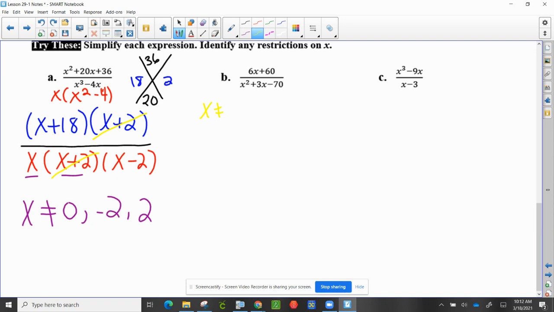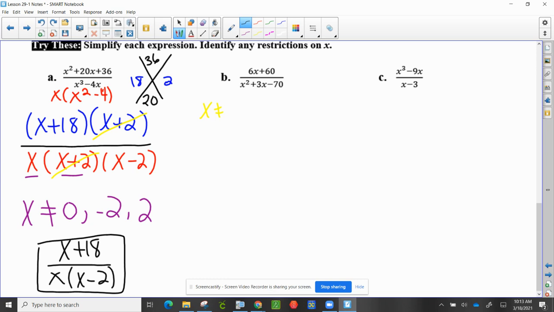So those x plus 2's cancel. So that's really the only thing they have in common. So we have x plus 18 left on top. We have an x times an x minus 2 left on bottom. And that's all. So that is your simplified expression. And again, you're canceling out whole expressions. So you can't cancel out like the 2 and the 18 because you'd have to be able to cancel out everything in that term. Okay, so you can only cancel out whole factors.